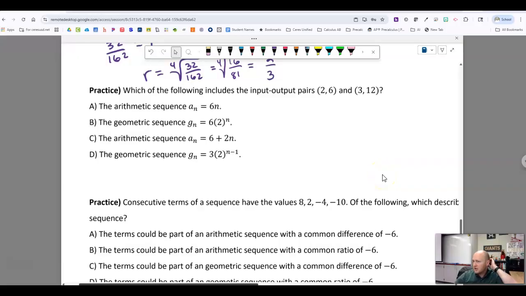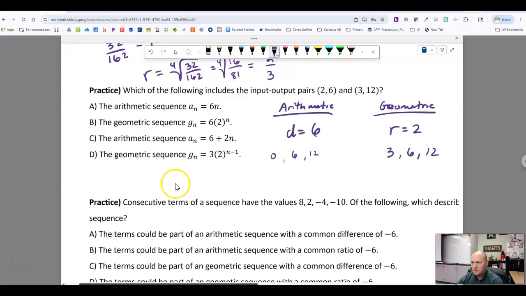Which of the following includes the input-output pair 2, 6 and 3, 12? Go ahead, pause me, try this, and we'll look at it here in a second. Okay, hopefully you looked at this one. This could be arithmetic or it could be geometric. If it's arithmetic, you have a common difference of 6. So C is going to go right out the window right away because they say 2 times n. That common difference would be 6.